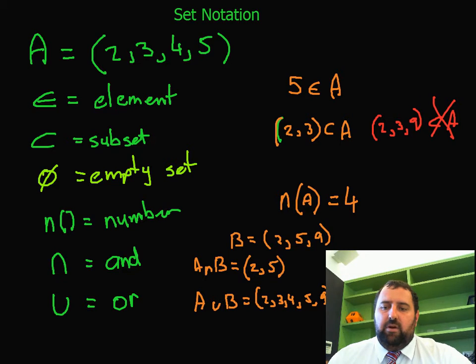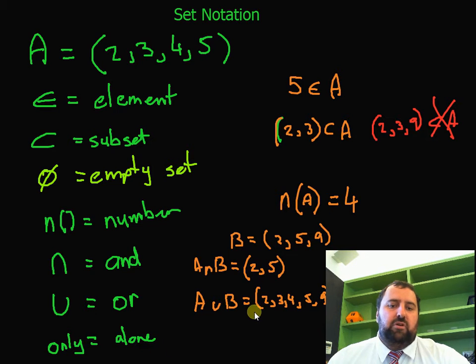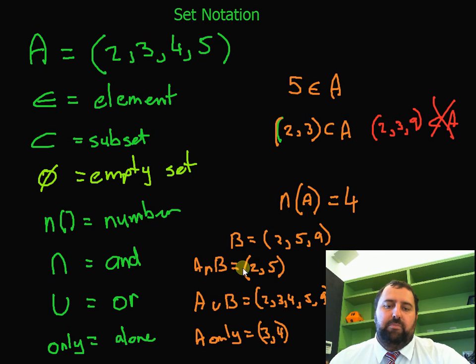And then the other one that I'm going to mention, it's not really new, but we do have the concept of only. Only essentially means alone. So if I said which numbers are in A only, that would mean A and not B. So the ones that are in A only would be 3 and 4, because 2 and 5 don't come into it because they're in group B. So A only would be 3 and 4.